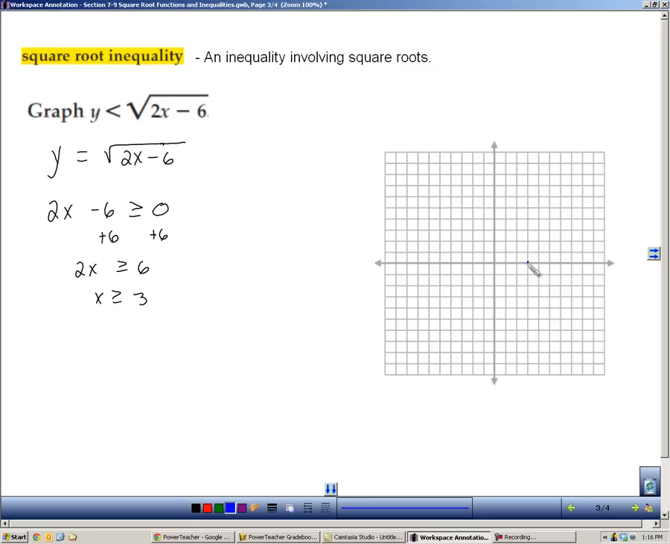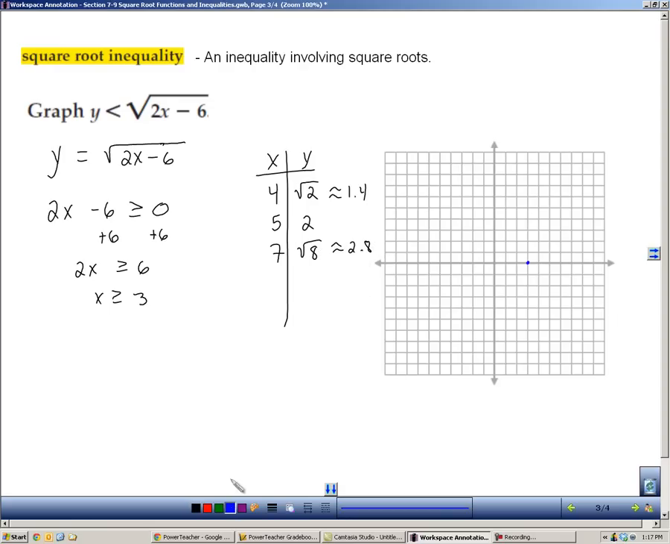so I know that my graph is going to start here on 3, and I know it's going to get bigger than that. I'll get a couple of points just so I can graph this and make it look nice. Since I know I'm going to be bigger than 3, I'll plug a 4 in. 8 minus 6 is 2. Square root of 2 is about 1.4. Do a 5. 10 minus 6 is 4. Square root of 4 is 2. Let's skip to 7 for no good reason. That's 14 minus 6, which is 8, so square root of 8 is about 2.8.